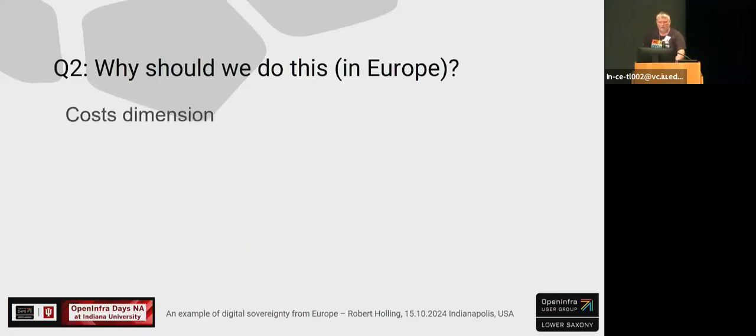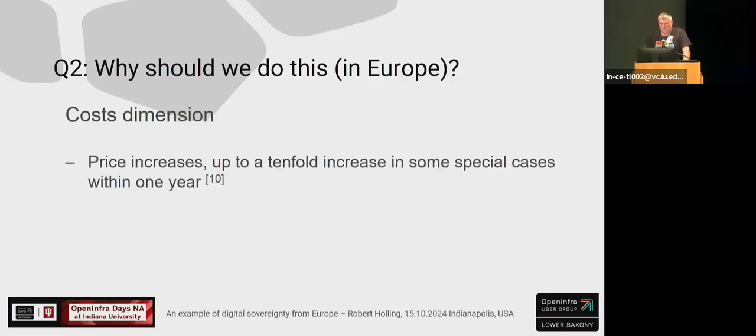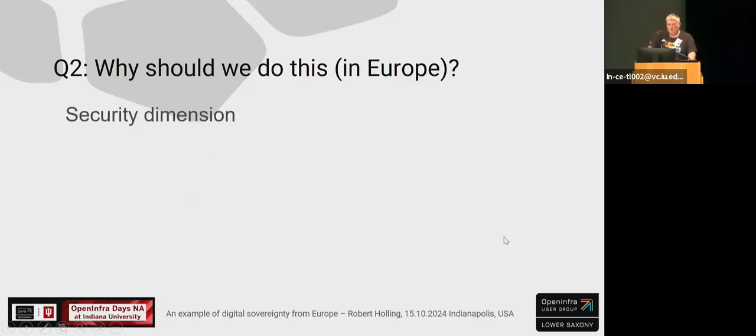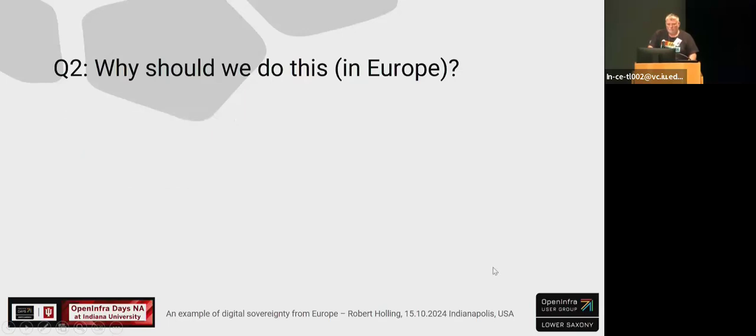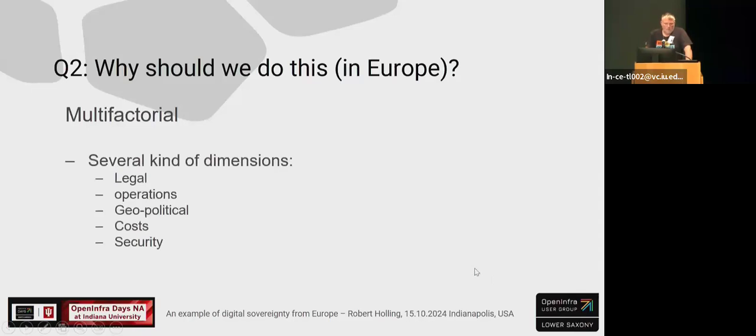Okay, the next dimension is the cost dimension. We already heard about this today. There are some special cases with a 10-fold increase within 1 year, no question. We have a security dimension: unresolved security incidents, the theft of the general signing key for a cloud service they offered, you know, all that. Overall, it's multifactorial, multidimensional. There are a lot of reasons to do that. So if it's not necessary, perhaps it's mandatory.